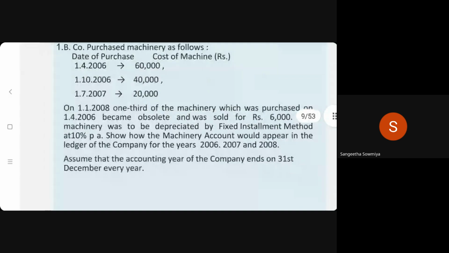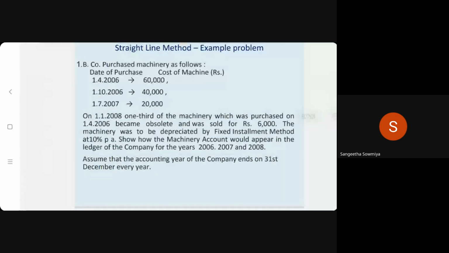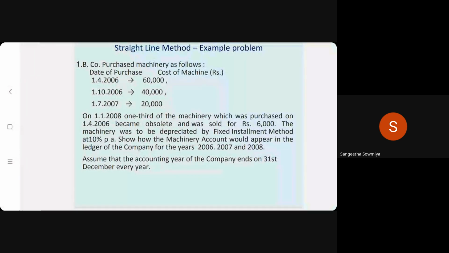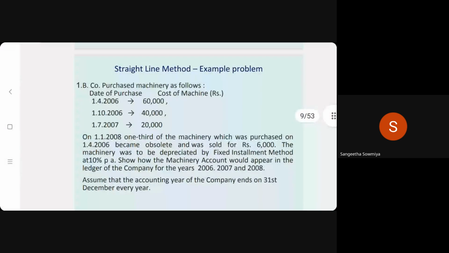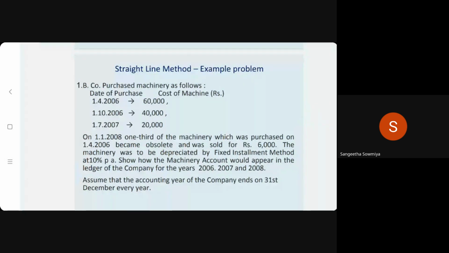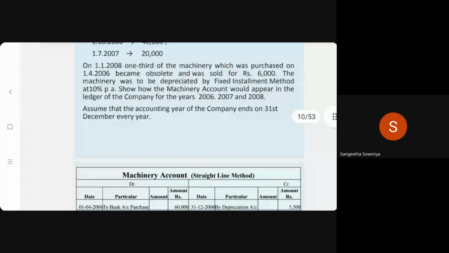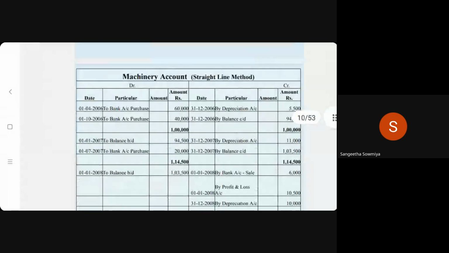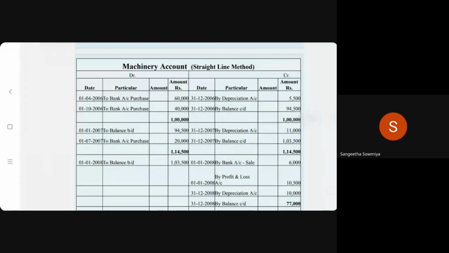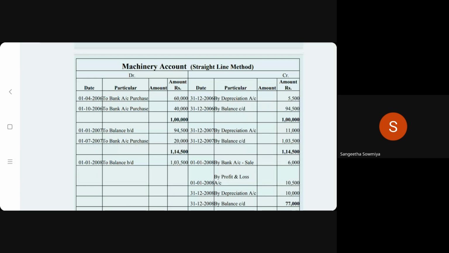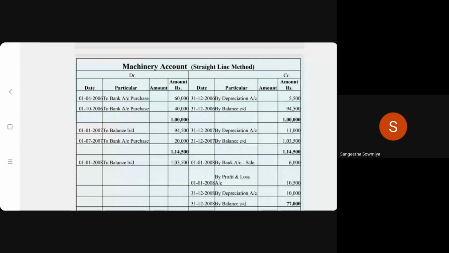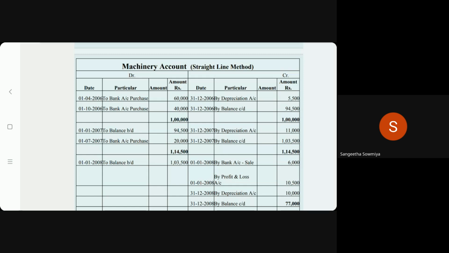See here, this kind of problem will be given for part A or part B. You see this, the date of purchase and cost of machinery are given. Some adjustments are given, right? See, this is the machinery account. Machinery account is nothing but a ledger account. Ledger account has a left hand side and a right hand side. Left hand side is debit balances, right hand side is credit balances, right? So you have to write the ledger account.